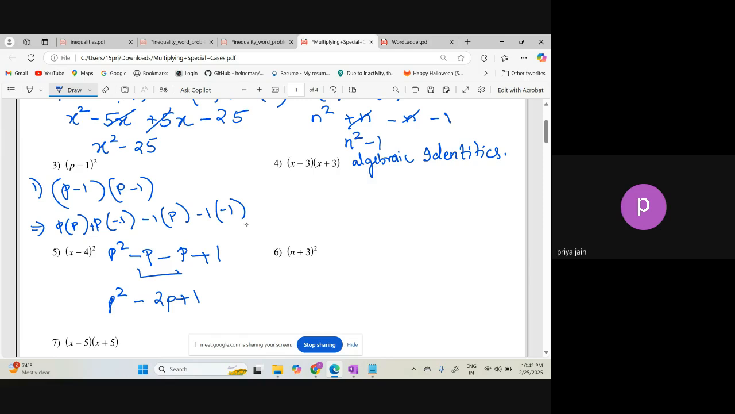For example, if you have something in terms of a minus b the whole squared, so in this case you have p minus 1 the whole squared. So your a is p and b is 1.